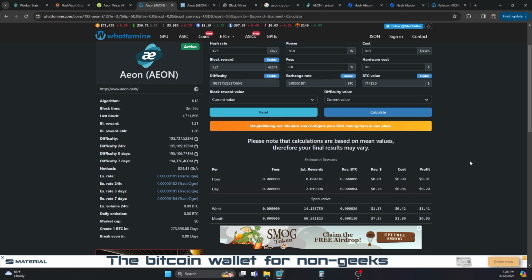One of the things I do like about this algo is it's on Mining Dutch, and so it allows you to mine it and auto swap to pretty much any coin you want that they support over there. So you can swap it to Litecoin, Dogecoin, Bitcoin, Bitcoin Cash, Digibyte, any of the coins that they support, which is a lot of really good coins on their supported list for auto exchanging.